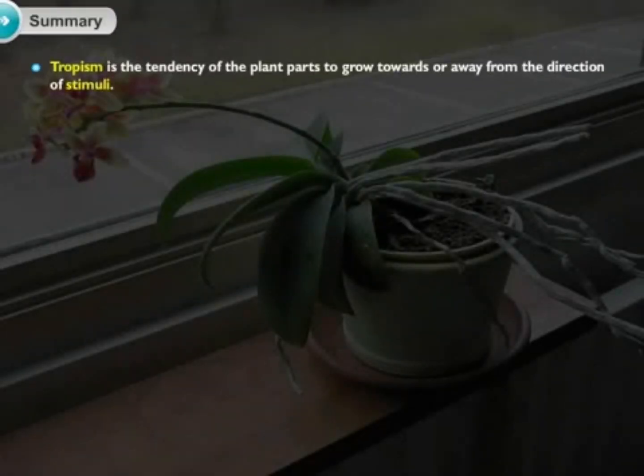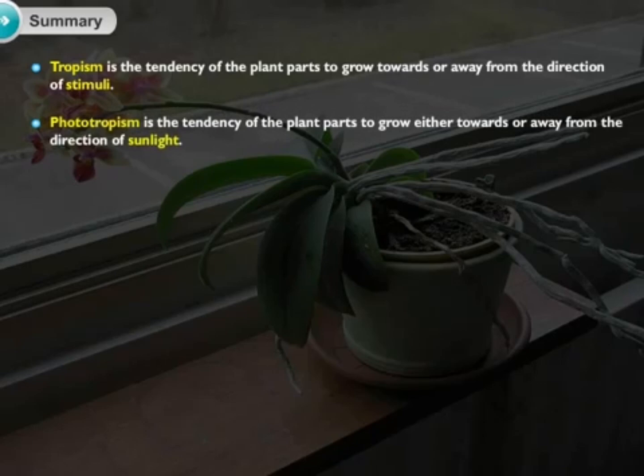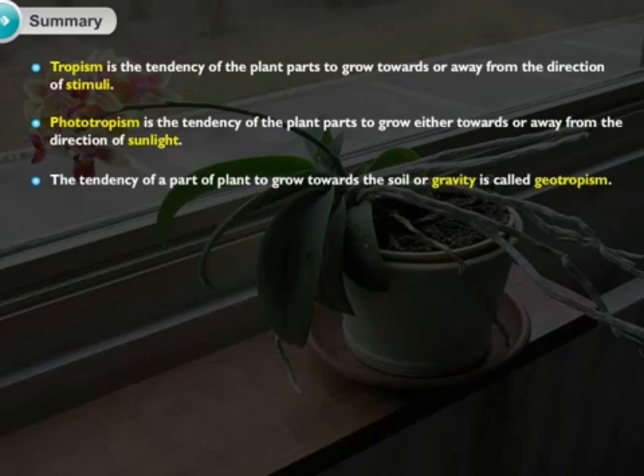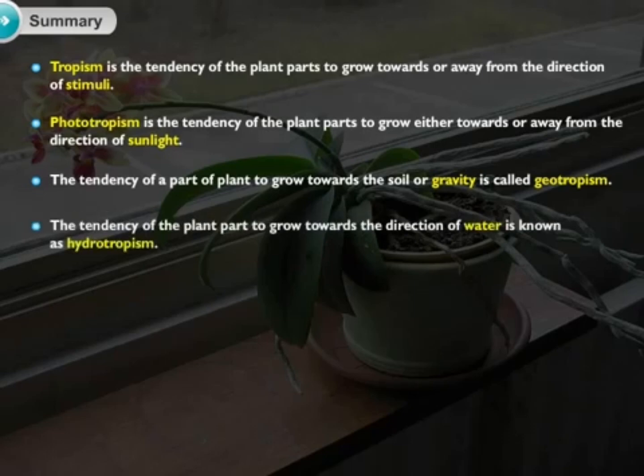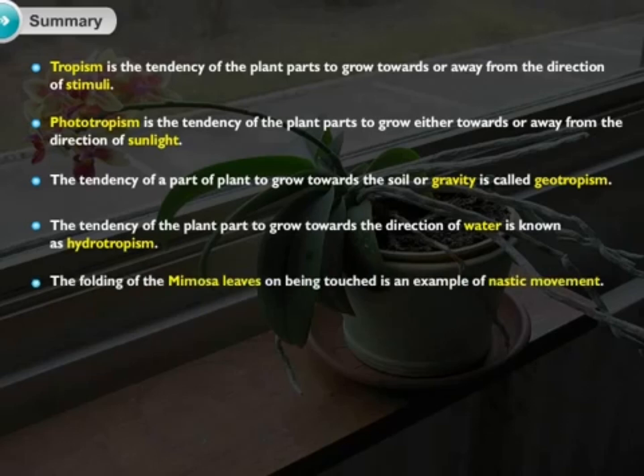Tropism is the tendency of the plant parts to grow towards or away from the direction of stimuli. Phototropism is the tendency of the plant parts to grow either towards or away from the direction of sunlight. The tendency of a part of a plant to grow towards the soil or gravity is called geotropism. The tendency of the plant part to grow towards the direction of water is known as hydrotropism. The folding of the mimosa leaves on being touched is an example of nastic movement.